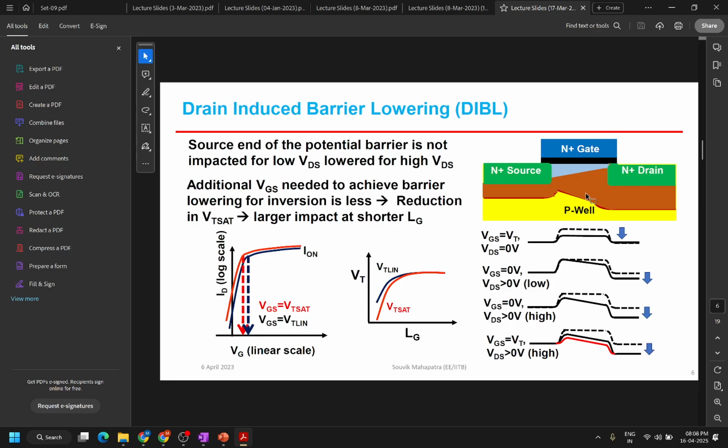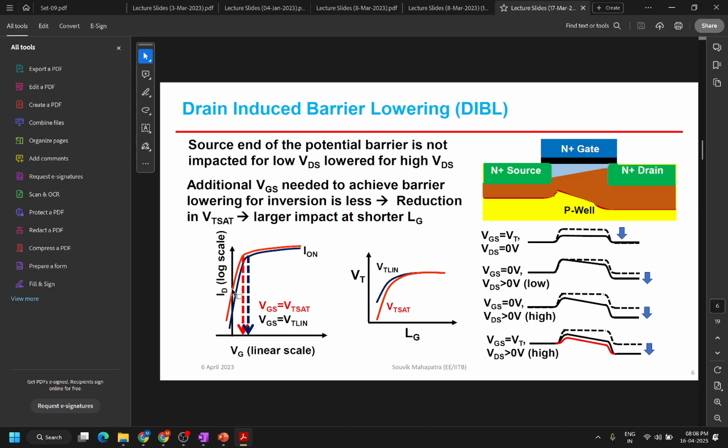What happens is, at a very high VDS, your VT also starts going down, shifting to the left. If you see, for the linear region, when your drain voltage was low, your VT was different, but at high drain voltage your threshold voltage is reduced. So it's shifted to the left now.